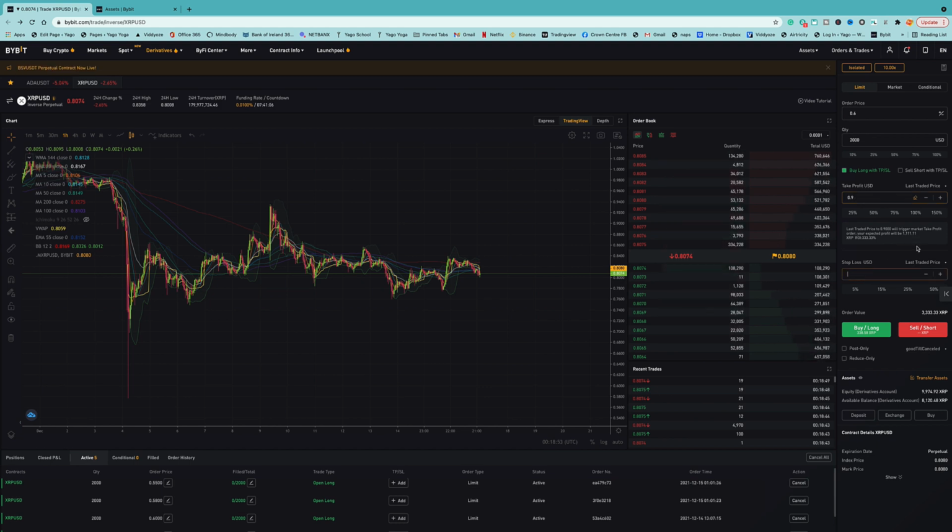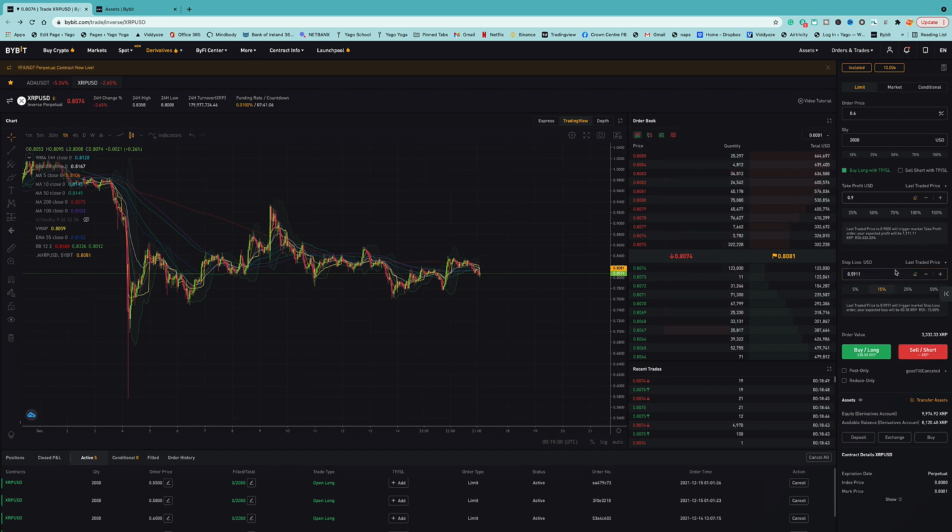And then it asks me, do I want to put a stop loss in? You can put a stop loss in or not. A lot of times a nice reasonable stop loss is 15%. So with a 15% stop loss, my long is going in at 60, and my stop loss is 59.11. Is that right? Really?